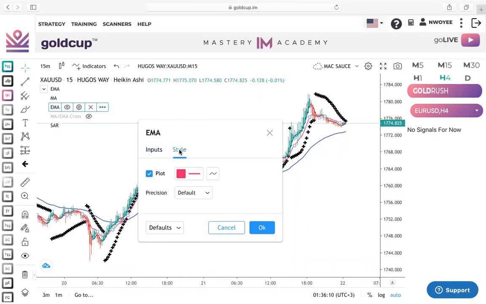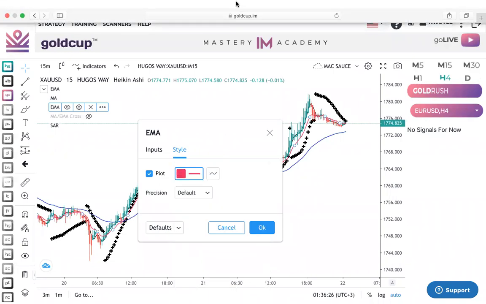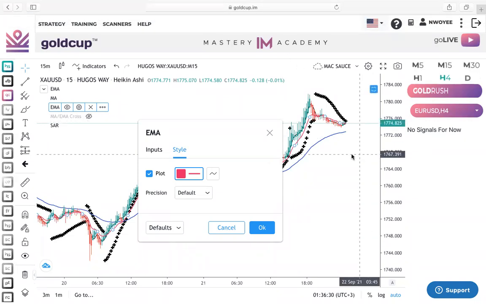Now style. This is checked. This needs to be pink, P-I-N-K, pink. Like I said, 100% the third one. How did you add the third EMA?